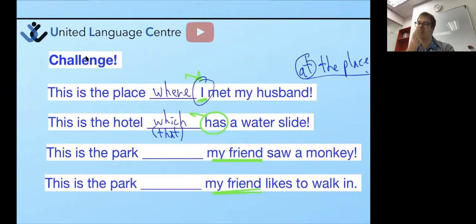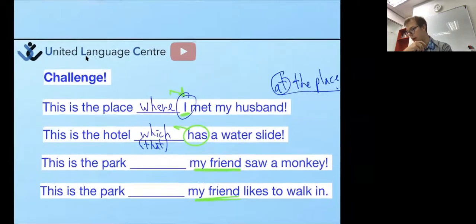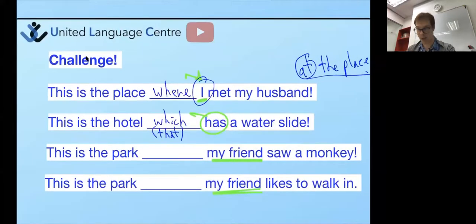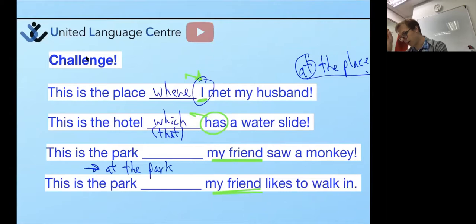Now, this next one. This is the park. My friend saw a monkey. Can you answer the question where? If I say, saw a monkey, where? I think you got it. We say, at the park. Saw a monkey, where? At the park. And my answer, at the park, I know it's going to be where at. Safe.